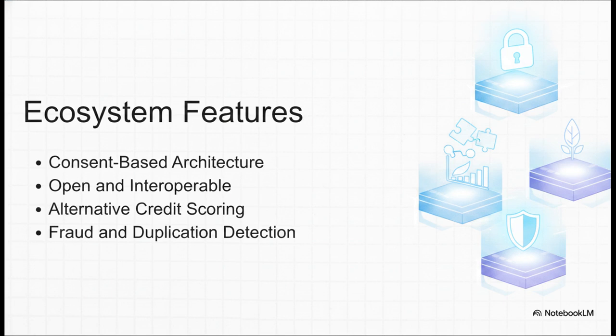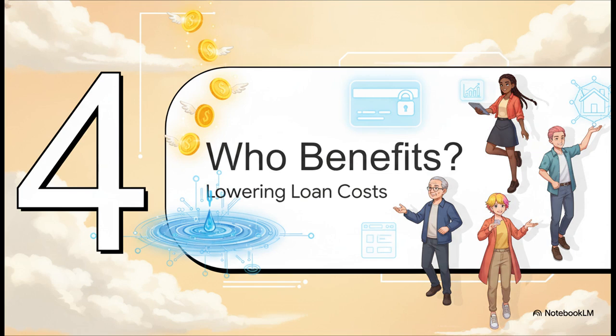And finally, fraud and duplication detection. By cross-referencing secured assets across national databases, ULI makes sure someone can't fraudulently pledge the exact same piece of property to multiple different banks. All right, Section 4, who stands to benefit?